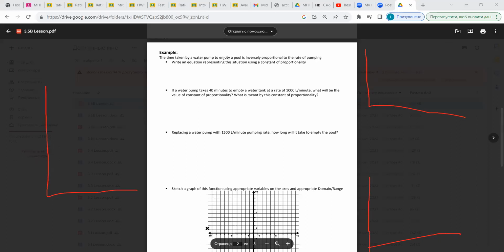The time taken by water pump to empty a pool is inversely proportional to the rate of pumping. So let's say rate of pumping is RP. You gotta choose your own notation. Rate of pumping. What is rate of pumping? Is number of pumps. How do we represent rate? Number of pumps with respect to time, right? How many pumps we did in what time period? Do you agree with me?